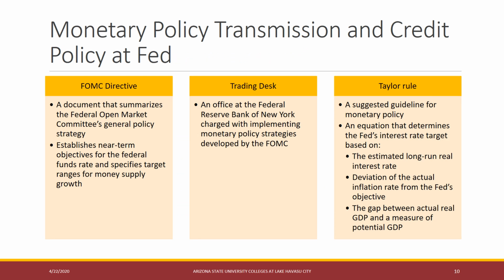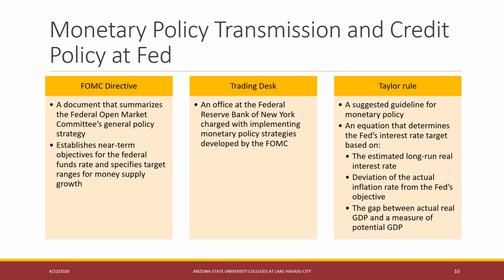Here there are three definitions. Just pay attention to each of them. The first one is the FOMC directive. It is a document that summarizes the Federal Open Market Committee's general policy strategy. FOMC means Federal Open Market Committee. It establishes near-term objectives for the federal funds rate and specifies the target ranges for money supply growth.